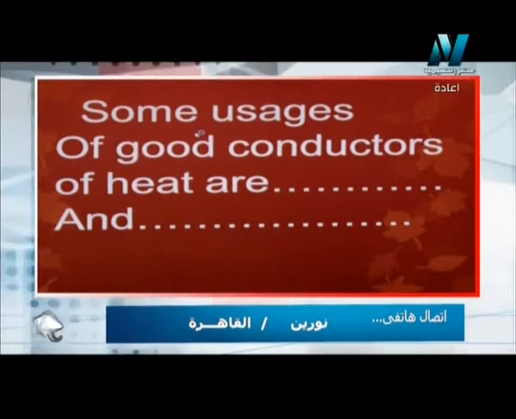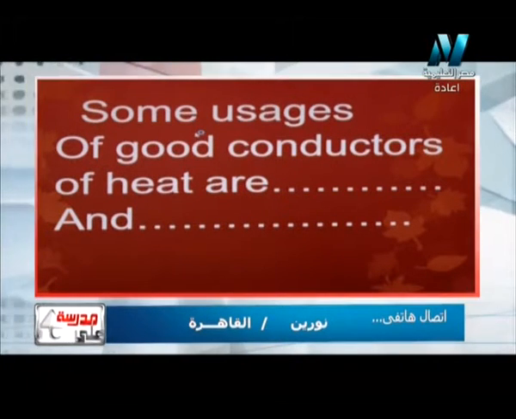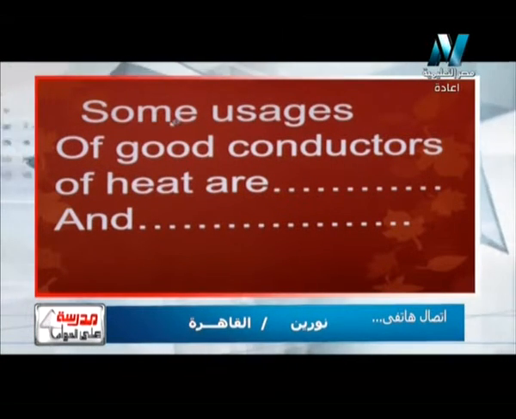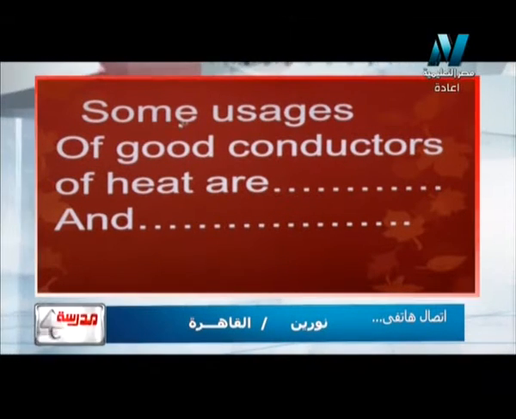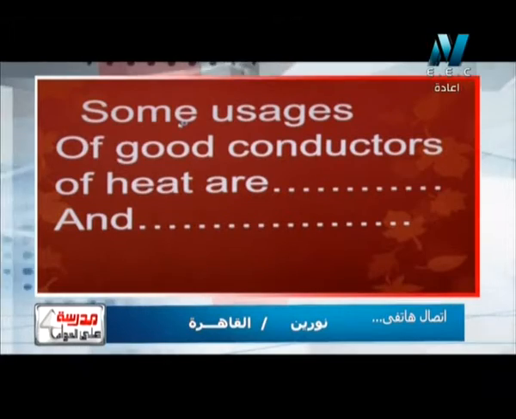Another question, Noreen, the last question. Give a reason: we use aluminium in manufacturing of cooking pans. Because it's a good conductor of heat. Thank you, Noreen. You are an excellent pupil. Thank you, Noreen from Cairo.